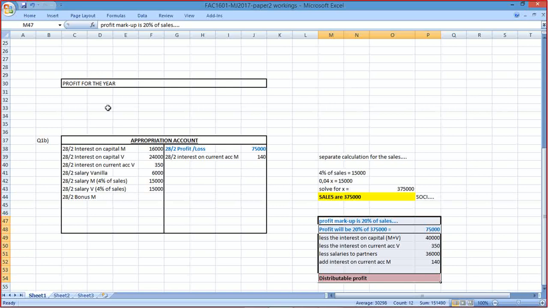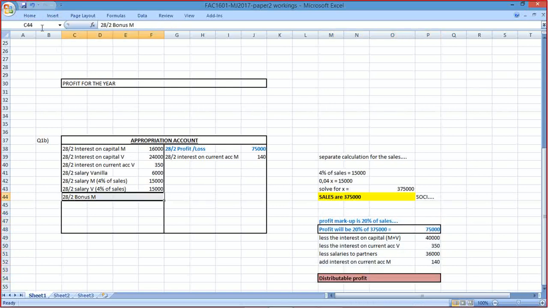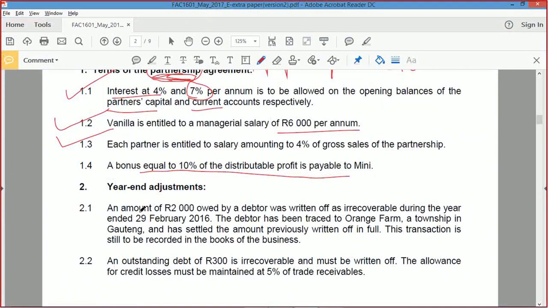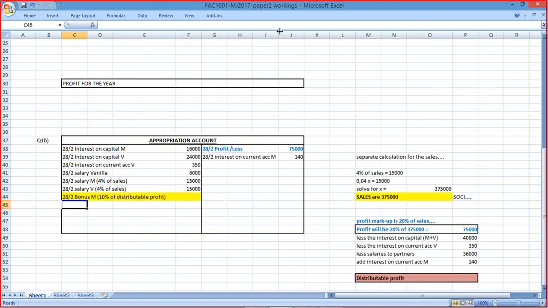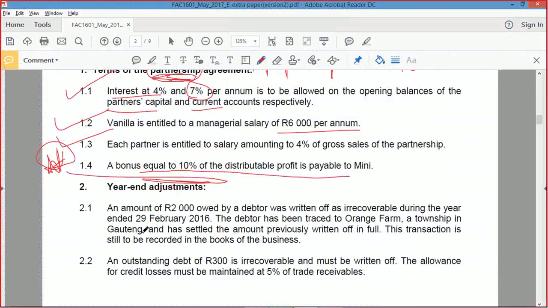I can't finish this yet until I know what the other adjustments are. So I'm going to leave bonus here, and the bonus needs to be completed a bit later once you've gone through the rest of the information, because there might be other things that will affect this account. Got that? Yes. Okay, so I would asterisk it, number 1.4, and I'd have to come back to it. The bonus here is 10% of distributable profit, which we don't know yet.